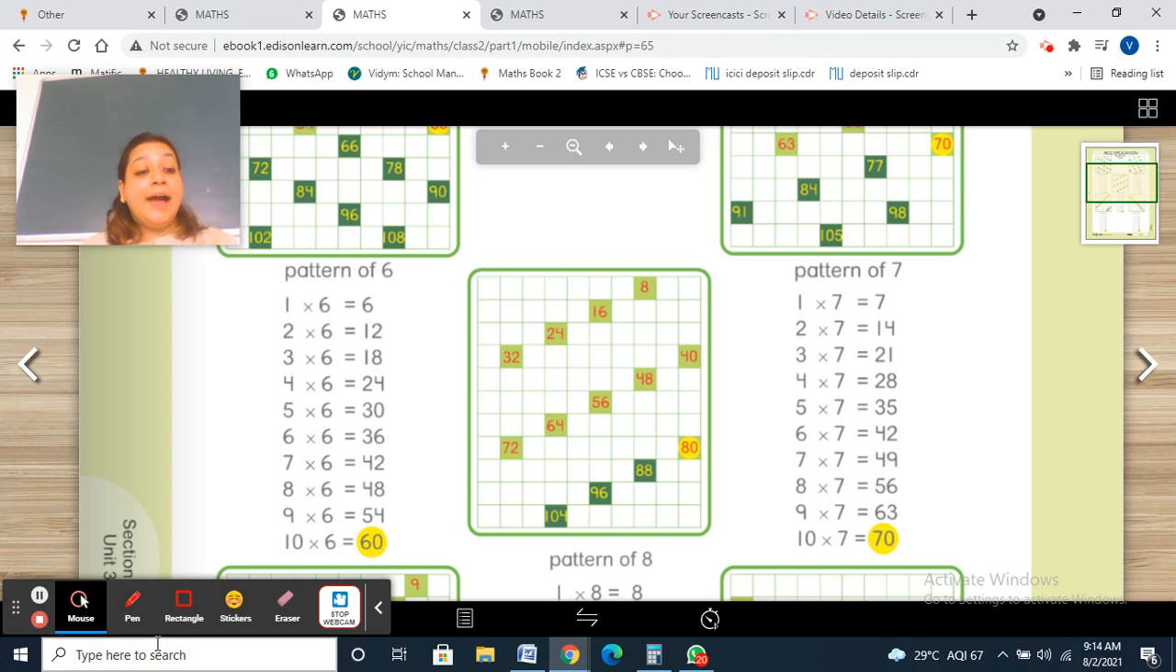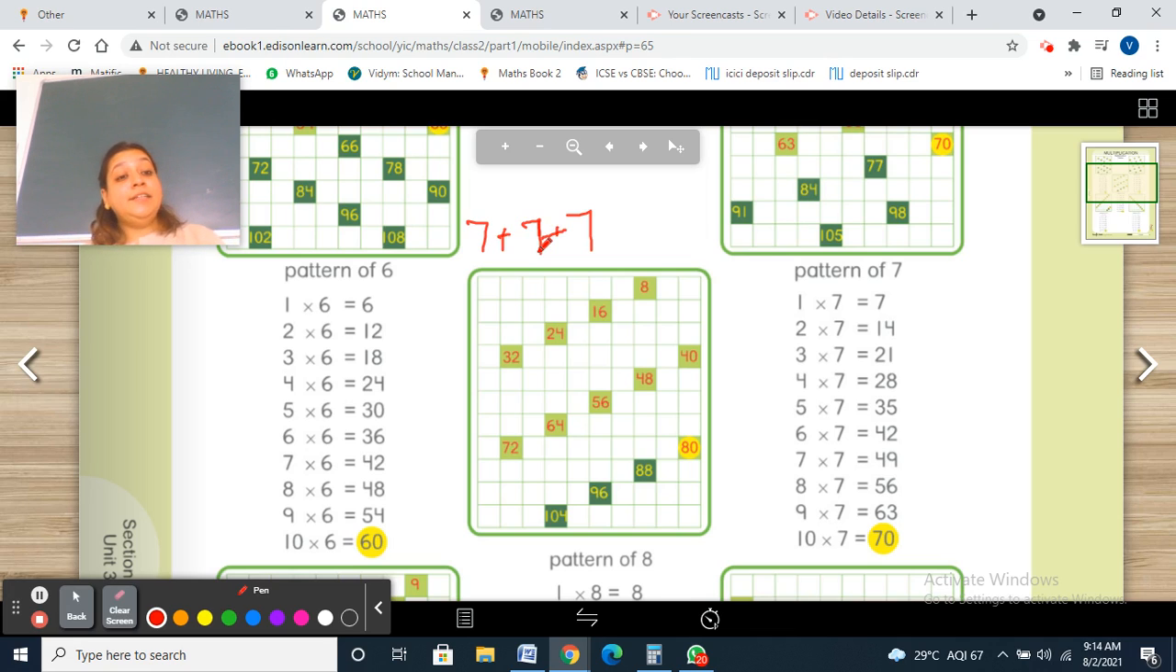Means when we add 7 nine times, 7 plus 7 plus 7, in this particular manner, when I add 7 nine times, I will get 63. So to add 7 ten times, it will take time. Otherwise, if I know my tables, that is 9 sevens are or 7 nines are, means 63.